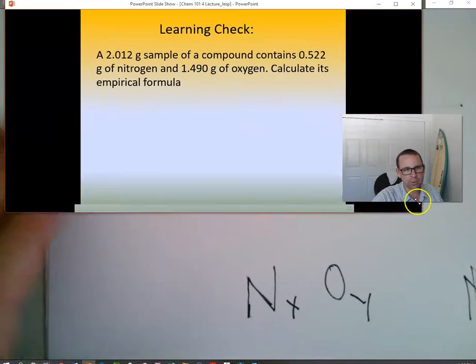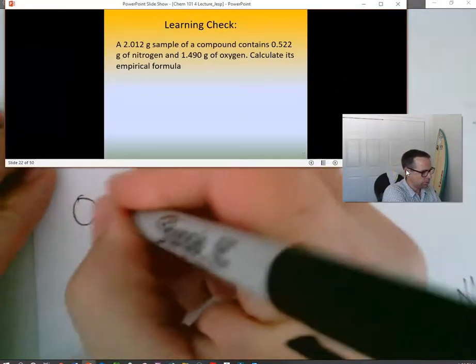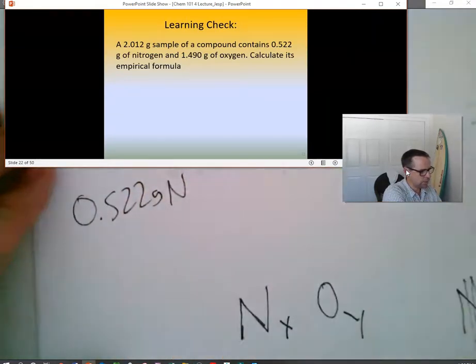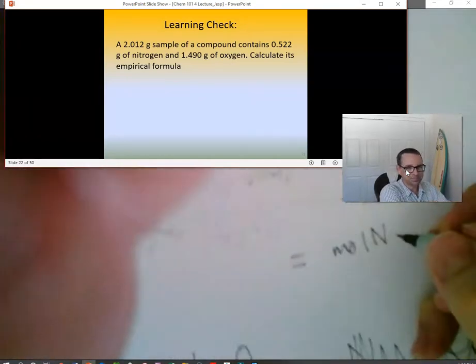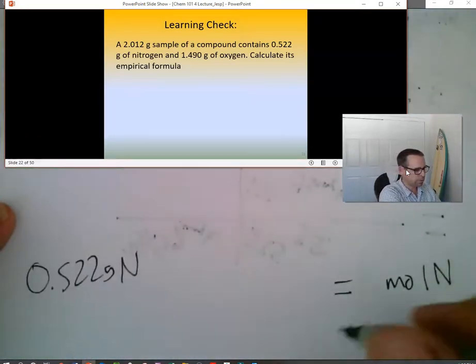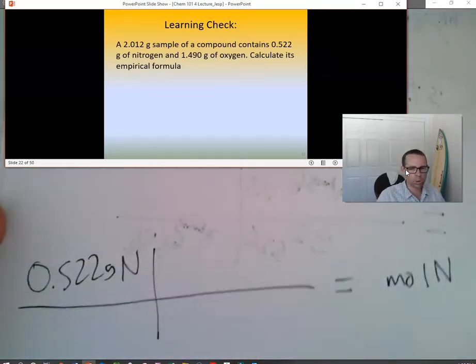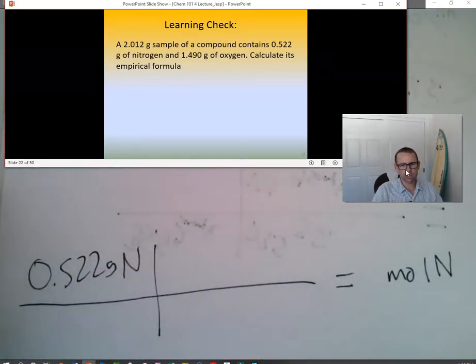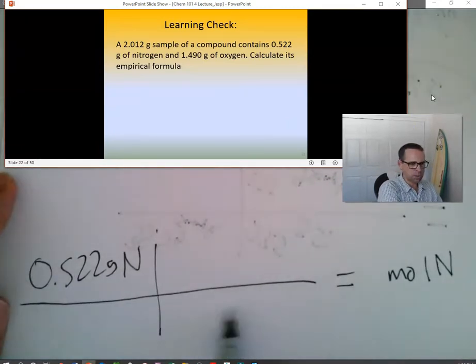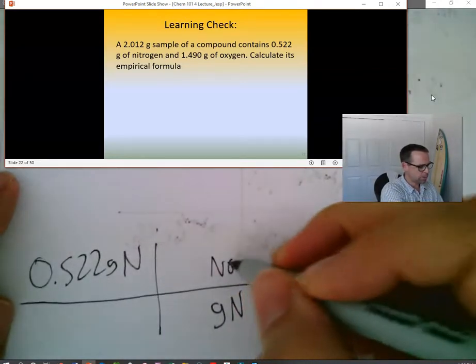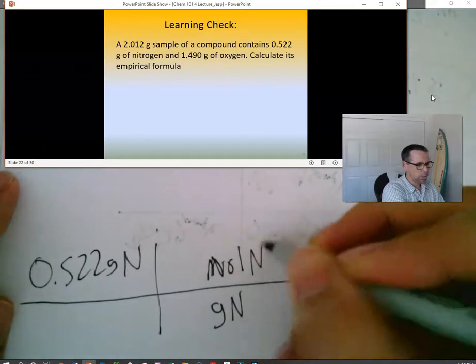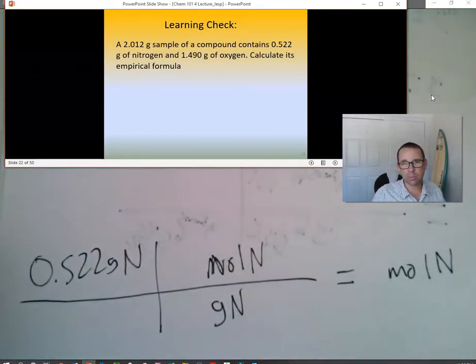So nitrogen is 0.522 grams of nitrogen, and I want to get moles of nitrogen. So I'm going to convert my grams of nitrogen to moles of nitrogen using a conversion factor. What has to go down here? Grams of nitrogen. And up here? Moles of nitrogen. Do you know how many grams there are in a mole of nitrogen?